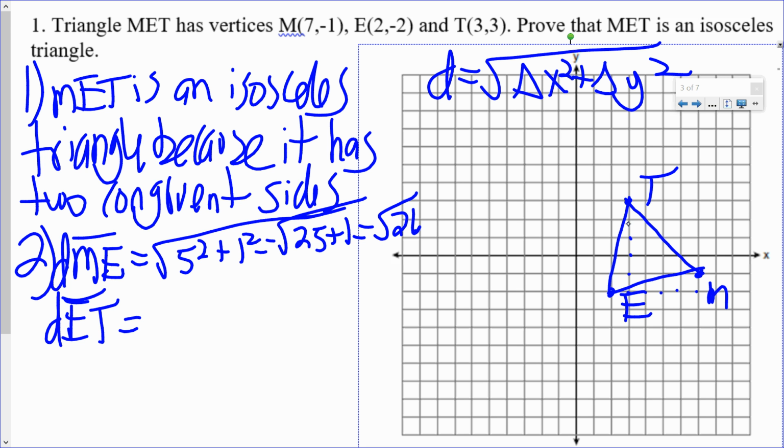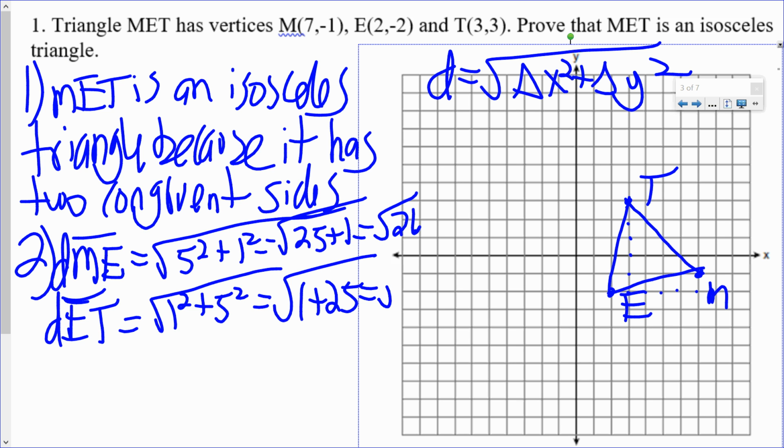ET is 1, 1, 2, 3, 4, 5. 1 squared plus 5 squared. That's rad 1 plus 25. That's rad 26. I wanted to show it has 2 congruent sides. I showed that these have the same distance.